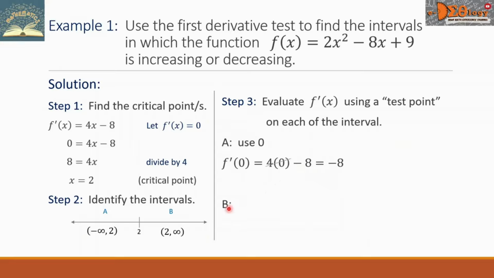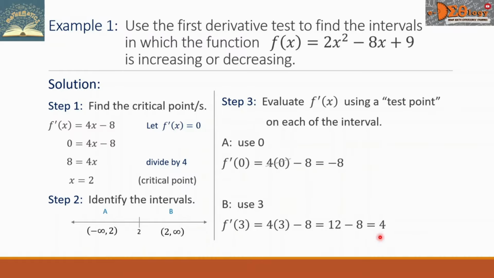Let's go to interval B. Look at our interval B here. Let us use the smallest integer for interval B, and that is the number 3. So let's evaluate f prime of 3. So our derivative function here becomes 4 times 3 minus 8. 4 times 3 is 12, minus 8 is positive 4.